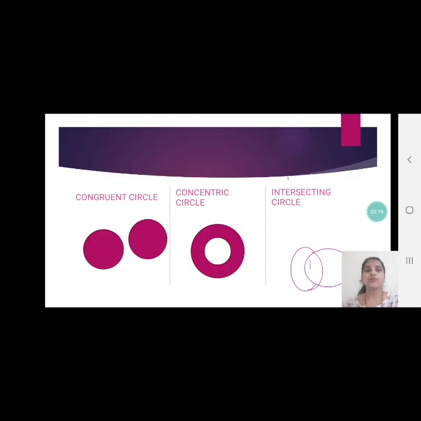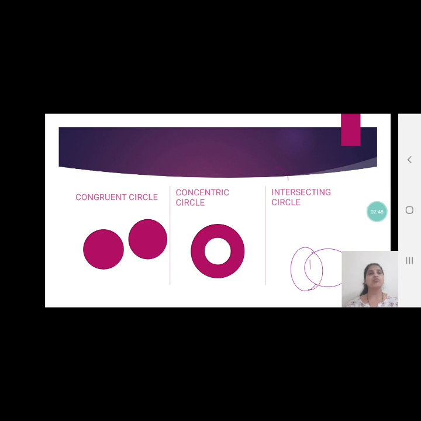Next is congruent circles. Congruent circles are the circles which have same or equal radii. Now, if I draw 2 circles with the radius equal to 5 centimeter, so what do I get? The 2 circles which have the radius 5 centimeter, right? So these 2 circles are known as congruent circles.